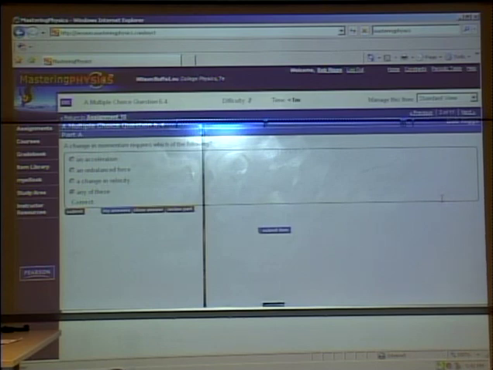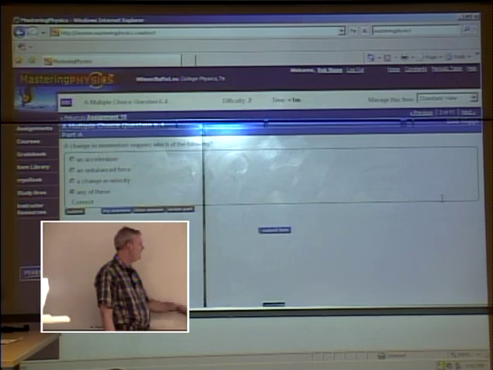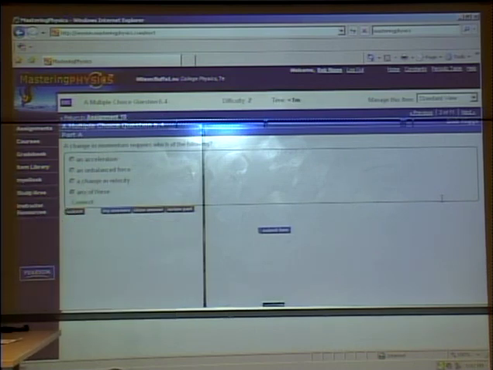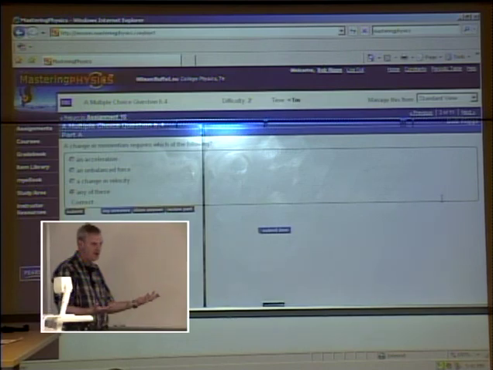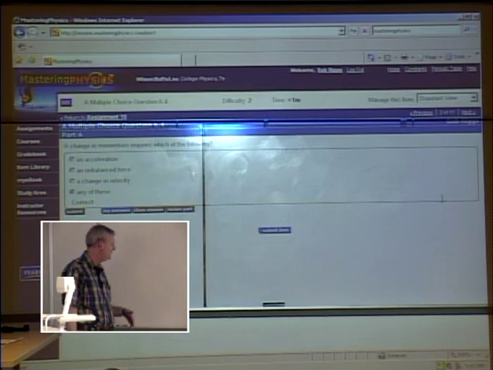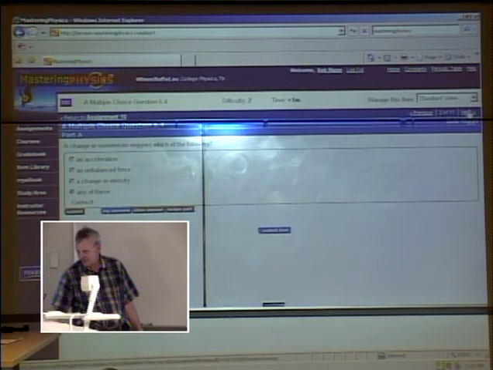All right. So a change of momentum requires which of the following? All of these, because you could change velocity, or an unbalanced force, also known as a net force. I like using the term net force instead of unbalanced force. Unbalanced sounds like it's deranged in some way. It's just a net force. Okay. Let's go on to the next one.